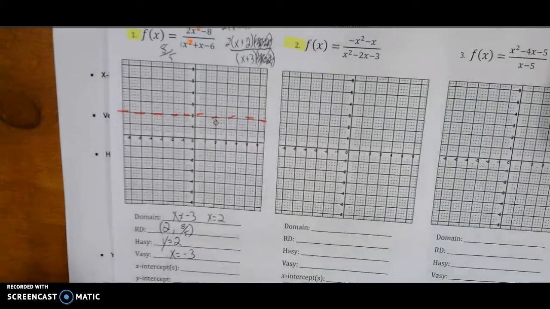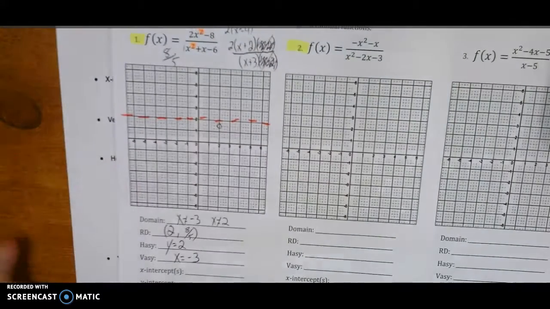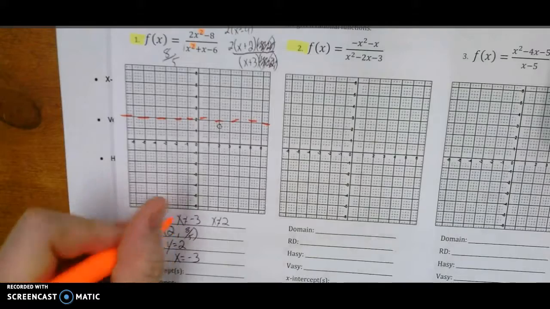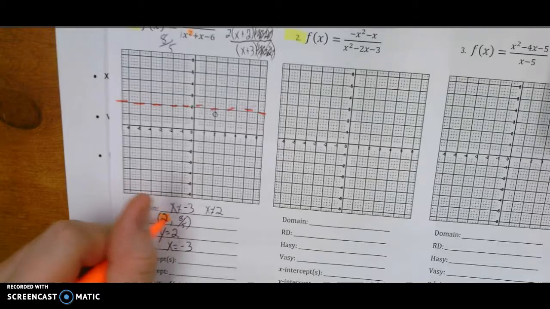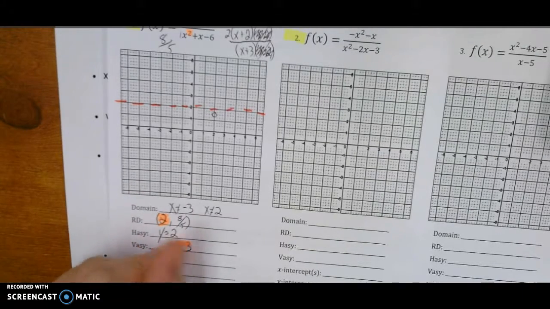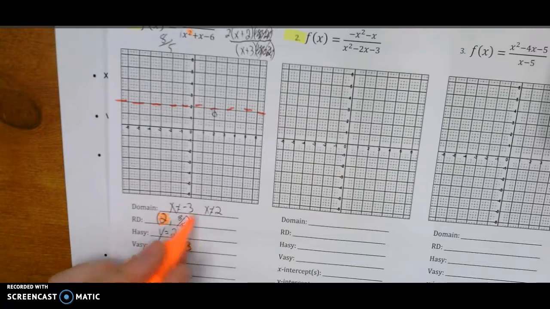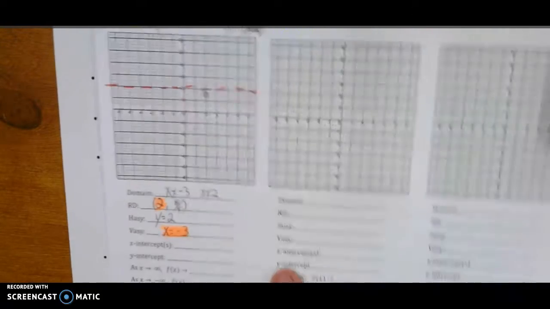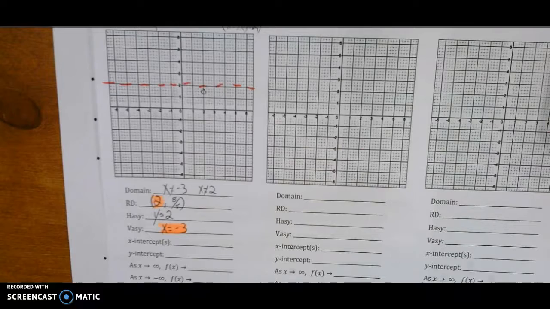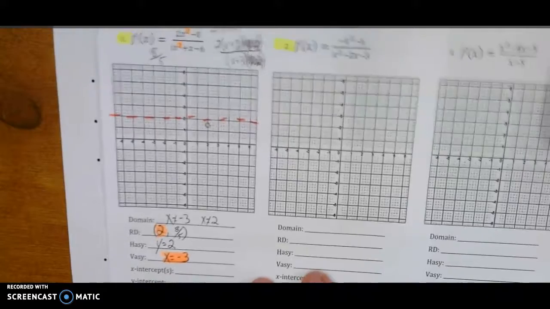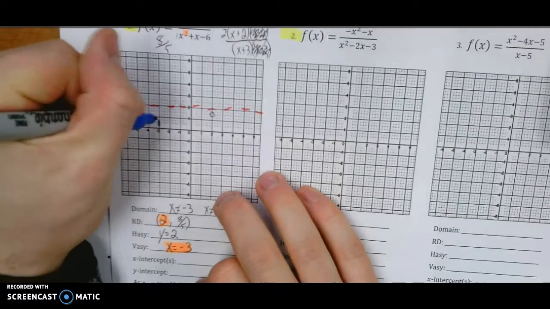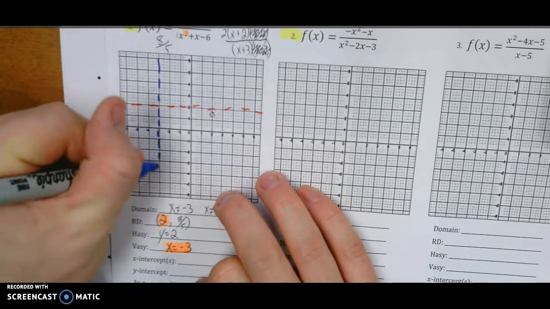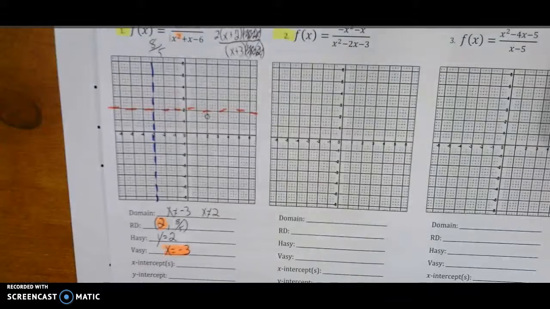One thing we should be on the lookout for: these two values for the domain restrictions will also show up as removable discontinuities or vertical asymptotes. So these two numbers we'll see again as either the x values for removable discontinuities, or holes in the graph, or vertical asymptotes. I've got my vertical asymptote at x equals -3, so let's jot that down. I'll put a dotted line straight up and down at -3.